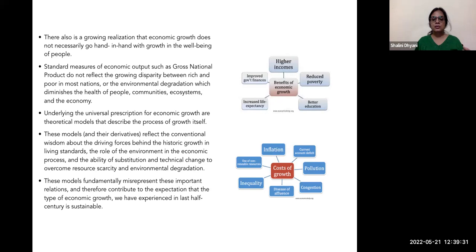So at the same time, we now understand that there is a strong consensus on this concept that economic growth and human well-being are not two similar things. It is not a surety that economic growth will improve your human well-being.